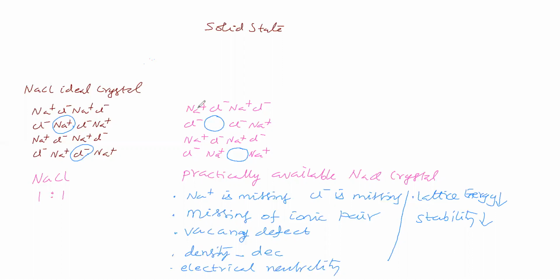Now in this crystal, vacant sites are present. That means holes are present. These holes can carry current. Therefore, it can act as a what?